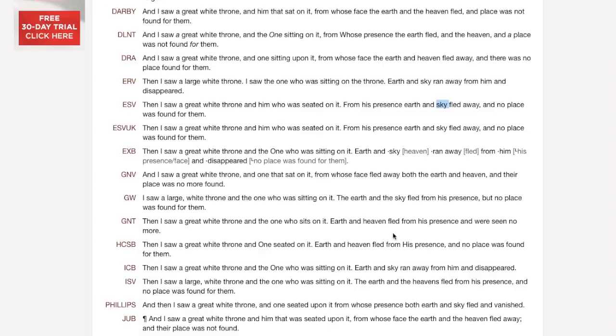Some say heaven, some say sky. See how it gets confusing? Heaven, sky, rakia, expanse, firmament. They're all kind of talking about the same thing. And so in the beginning, God created the heaven and the earth, and at the end, God destroys the heaven and the earth, the expanse, the air.